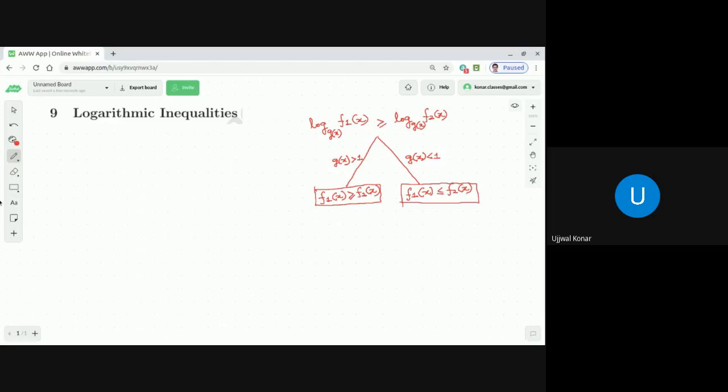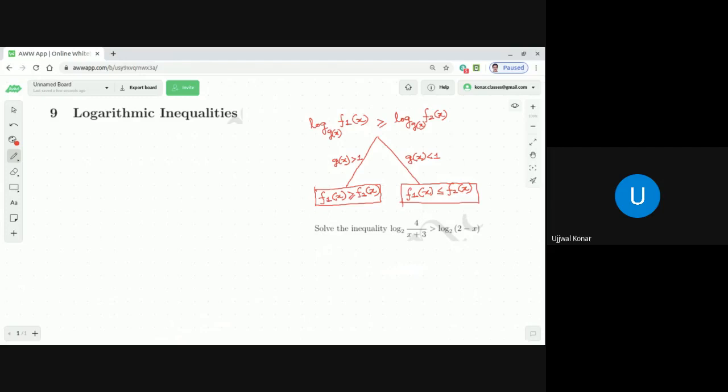Let me give an example so that you can completely understand why I'm saying so. We will do this particular question later in the class, but I'm just informing you here. Suppose a question is given to you something like this: solve the inequality log of 4/(x+3) base 2 is greater than log of (2 minus x) base 2.